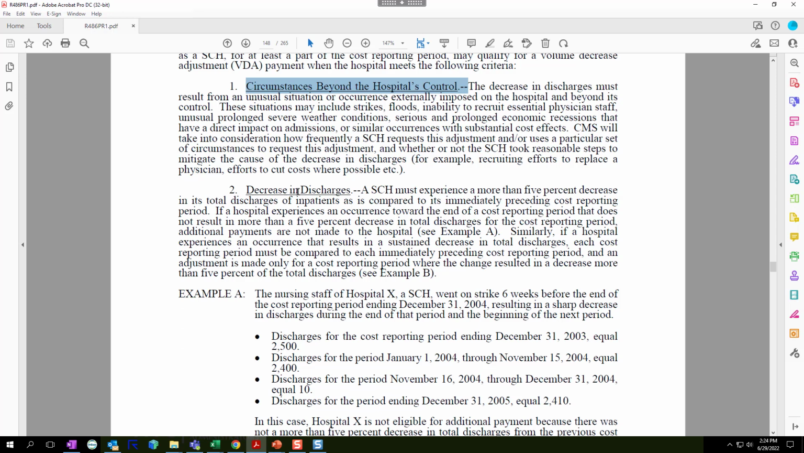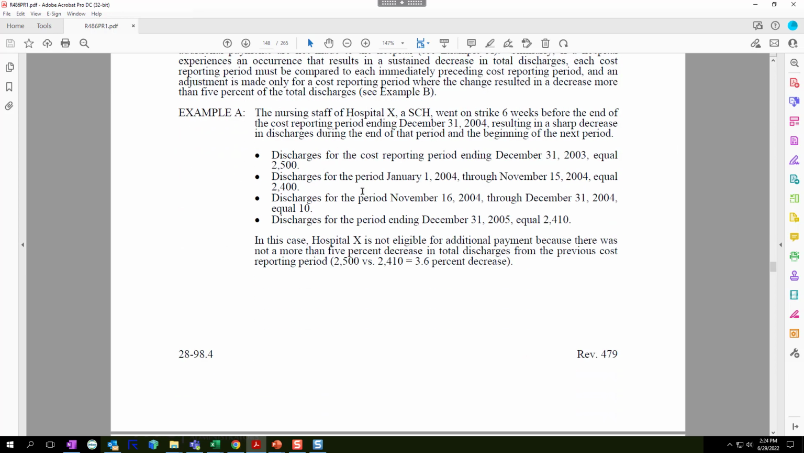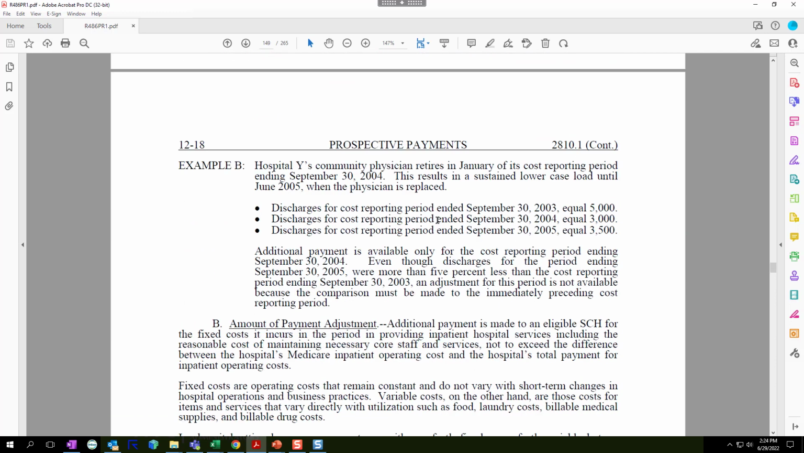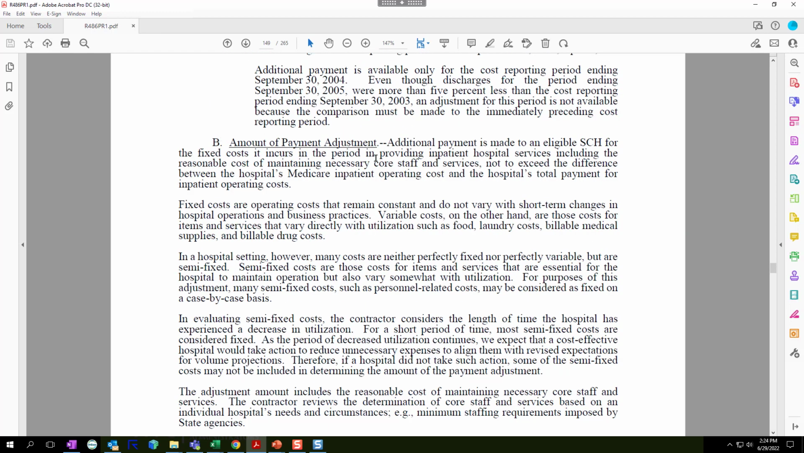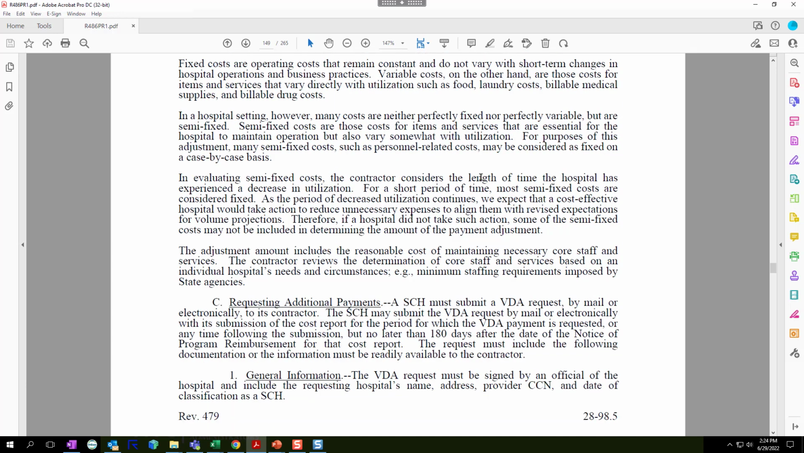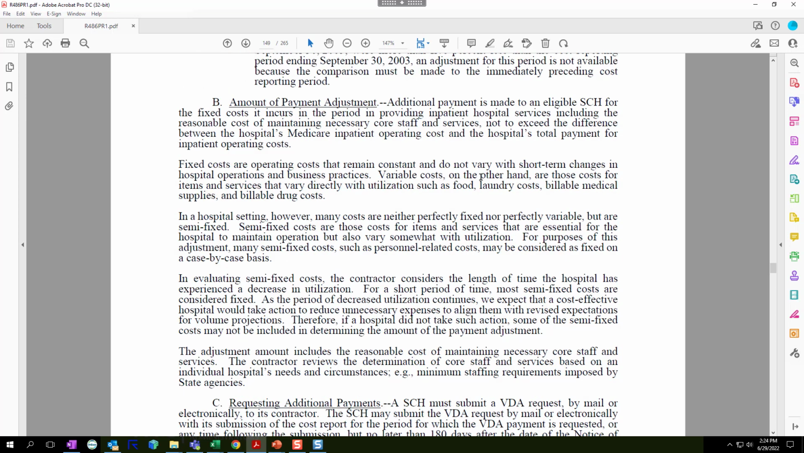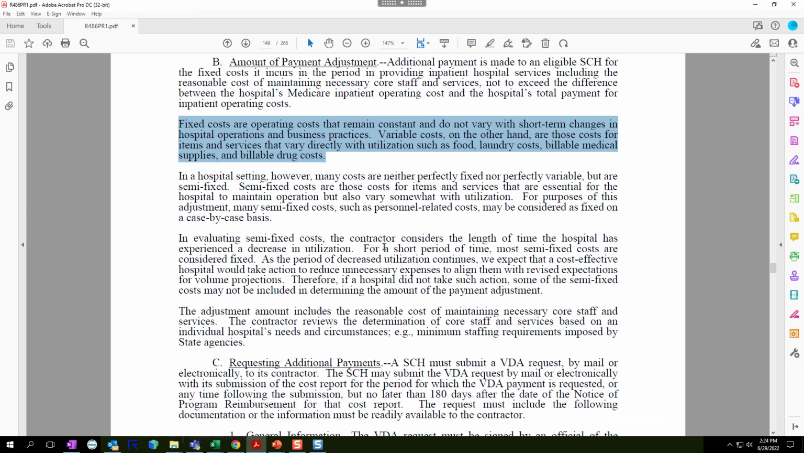And then we take a look at the decrease in discharges. Again, I want to stress it's more than 5%. And here this just gives some examples with dates. You can go through those if you'd like. The amount of the payment adjustment. So again, if we go down, it talks about the fixed versus variable cost. It gives you a little bit more of a definition of some of those, as well as the semi-fixed costs.